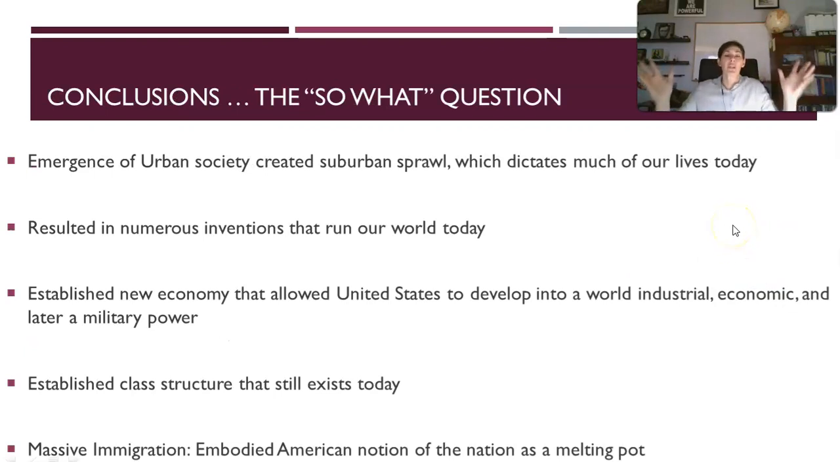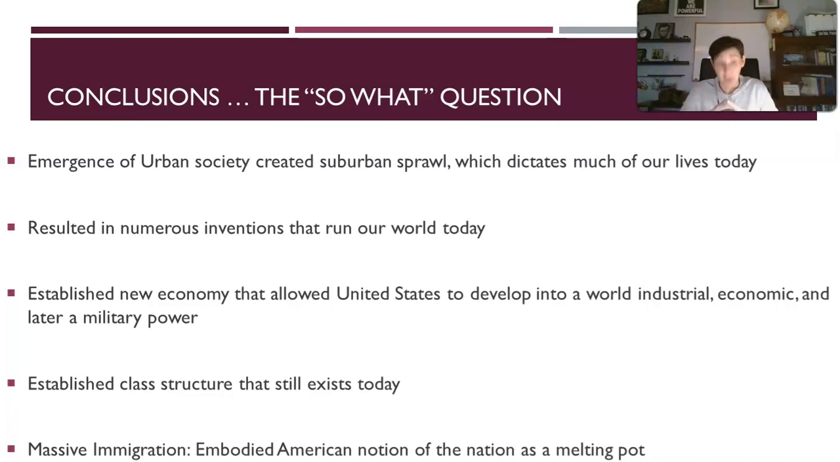So, conclusions, the so-what question. What can we conclude from the rise of industry? Well, we have the emergence of an urban society. This created suburban sprawl, which still dictates a lot of our lives today. This led to numerous inventions that run our world today. It established a new economy that allowed the United States to develop into a world industrial, economic, and later military power. That wouldn't happen until after World War I, and really World War II, but it happened a little in World War I. It also established the class structure that still largely exists today.